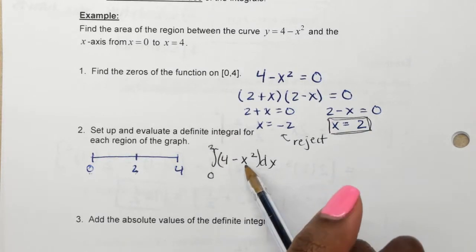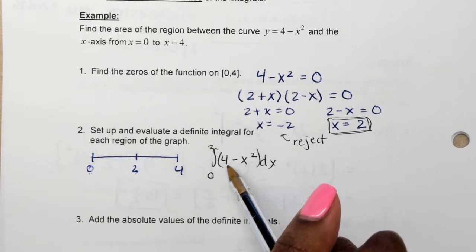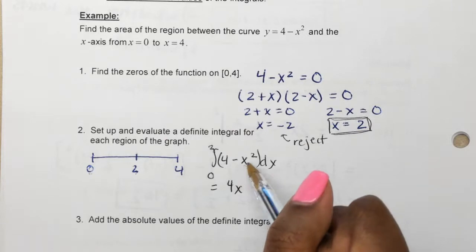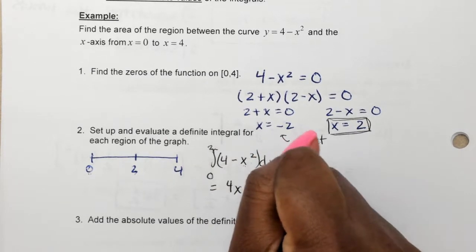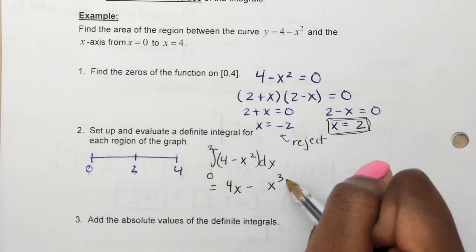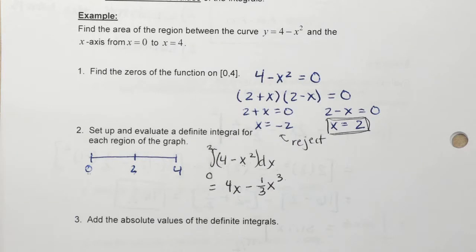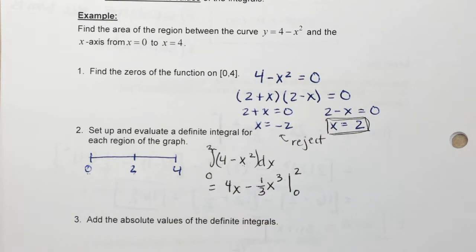Okay, so to integrate this, the antiderivative of 4 is going to be 4x. The antiderivative of negative x squared, we're going to add 1 to the exponent, divide the coefficient by our new exponent, so we get 1 over 3. And we're integrating from 0 to 2.